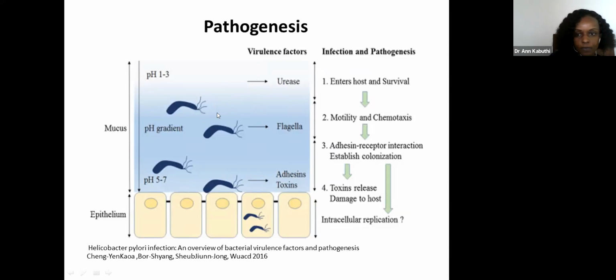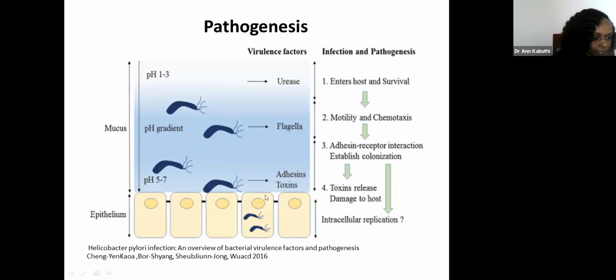Then we also have, as I said earlier, flagella. As you can see, this one has 4 flagella, and these flagella are at one polar end, as we had said earlier. This facilitates movement from the mucus layer all the way to the gastric epithelium. Upon reaching this gastric epithelium, the H. pylori will express what we call adhesins, and these adhesins will facilitate its attachment to this epithelium.